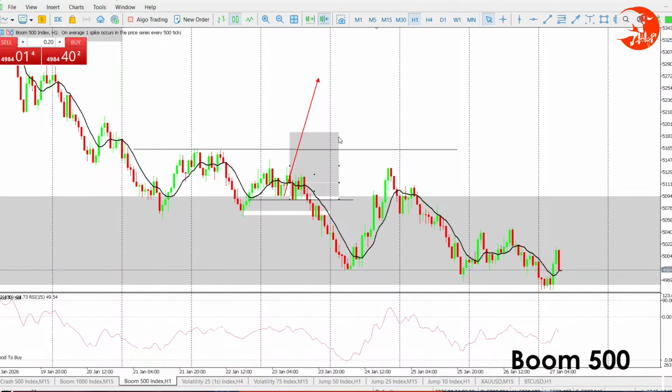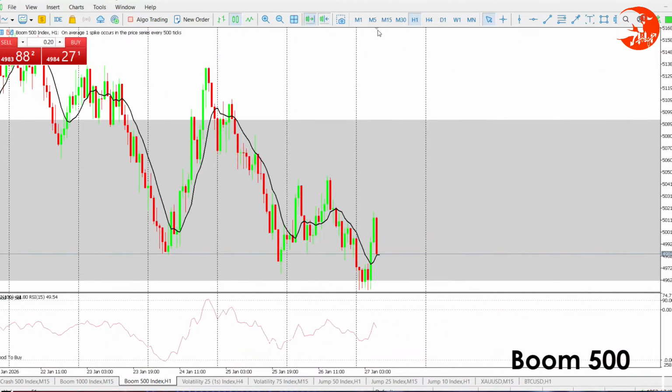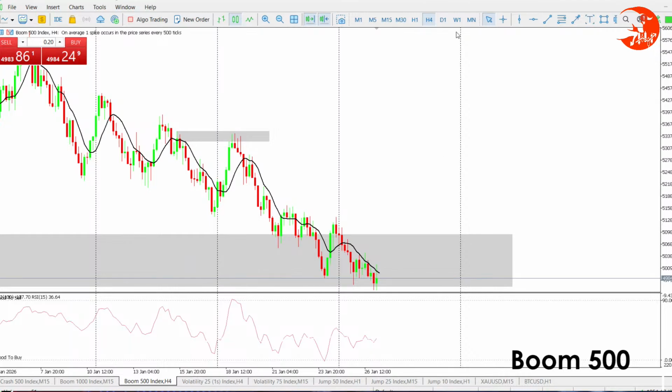So right now all this is no longer necessary. We are in a downtrend. We're still in a downtrend. So let's look at today. So go to H4.